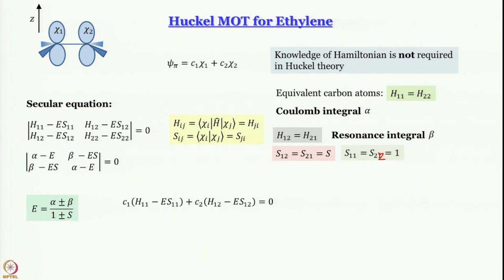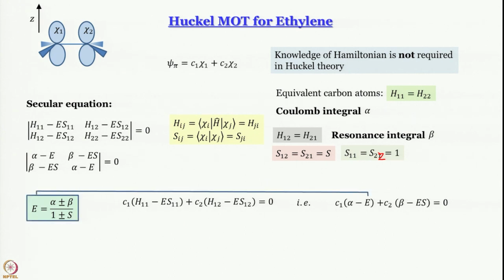So, to do that, let us go back to one of the equations that we got in the first place. C1 multiplied by H11 minus ES11 plus C2 multiplied by H12 minus ES12 is equal to 0. Okay. This is what we have. So, C1 multiplied by H11 is alpha, S11 is 1, H12 is beta and S12 is S. So, we write like this: C1 multiplied by alpha minus E plus C2 multiplied by beta minus ES is equal to 0.